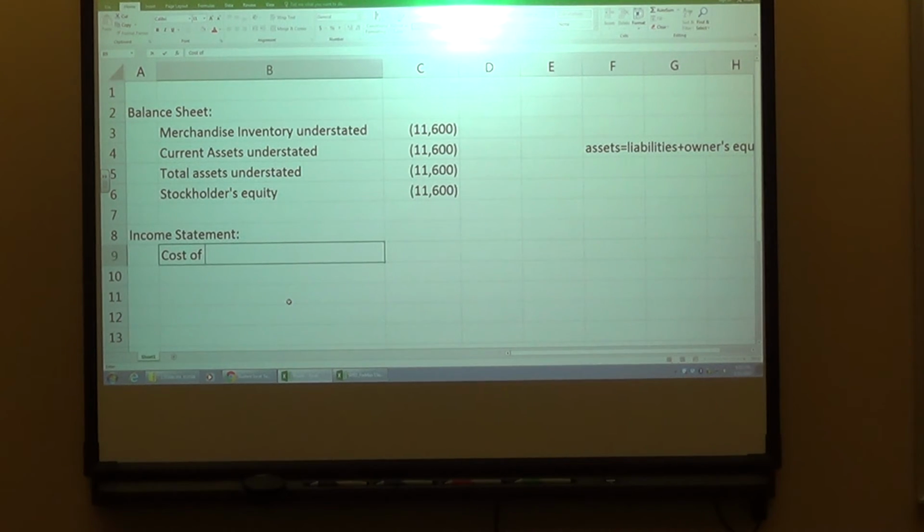So cost of merchandise sold. Now, how much would that be? 11,600. So it would be 11.6 as a part of that. Yeah, I understand. I'm used to writing it overstated. So that would be 11.6 there. That's the same there.